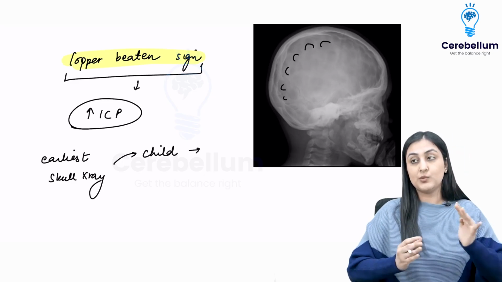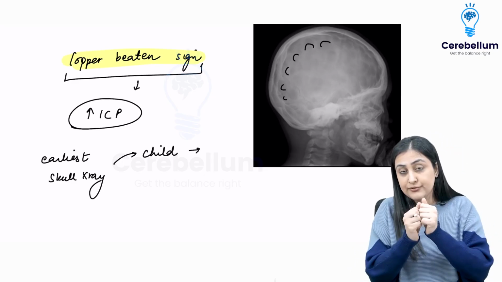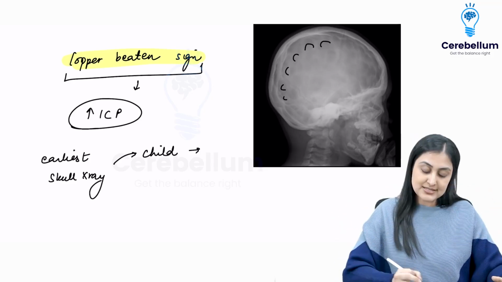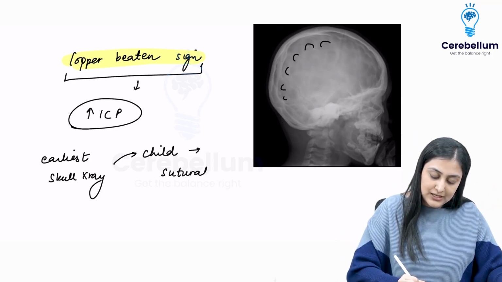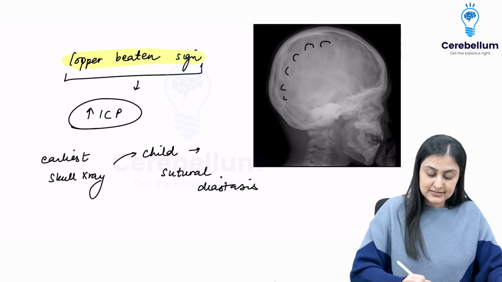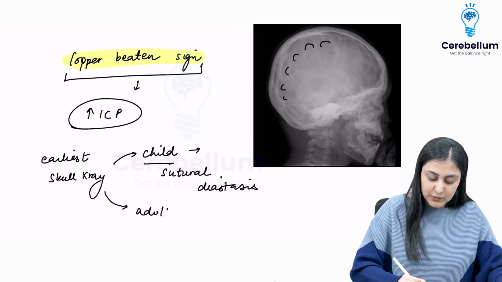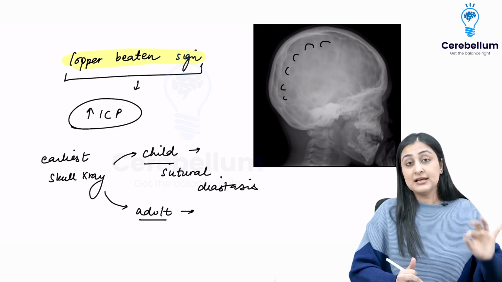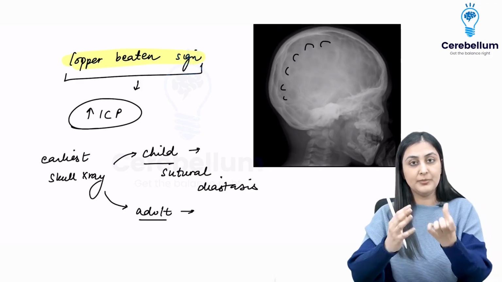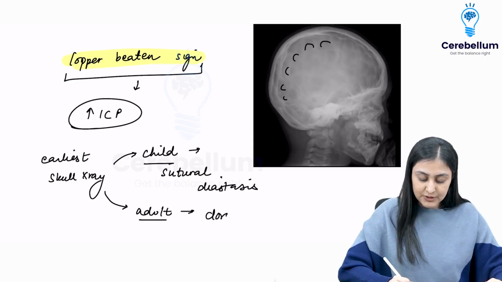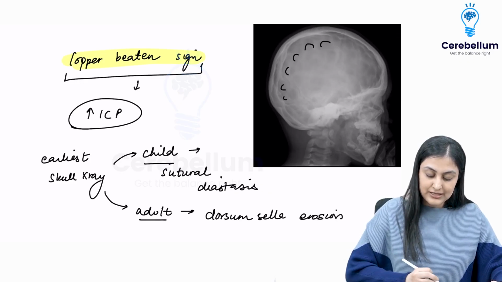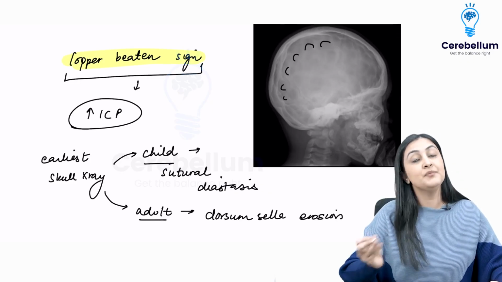In a child, because the sutures are not yet fused, the sutures are going to be opening up, widening because of the raised ICP, and that is what we call sutural diastasis. So there is sutural diastasis in a child, and in an adult what we are actually going to be seeing is the erosion of the sella. Because the sutures are fused, the pressure is going to come down to the sella, and we will see that the dorsum sella, the posterior wall of the sella, undergoes erosion. So earliest sign in an adult is a dorsum sella erosion.